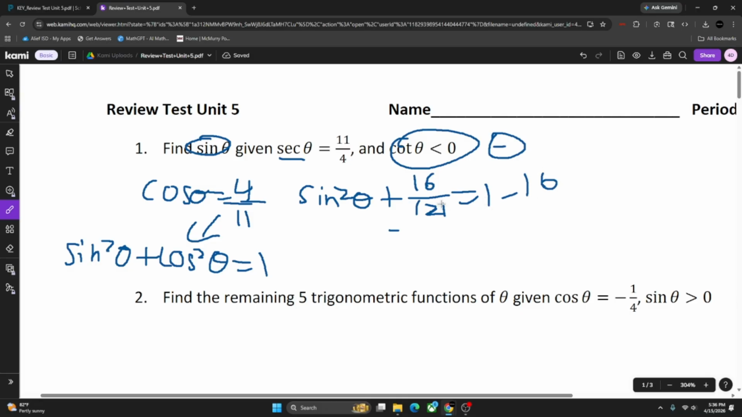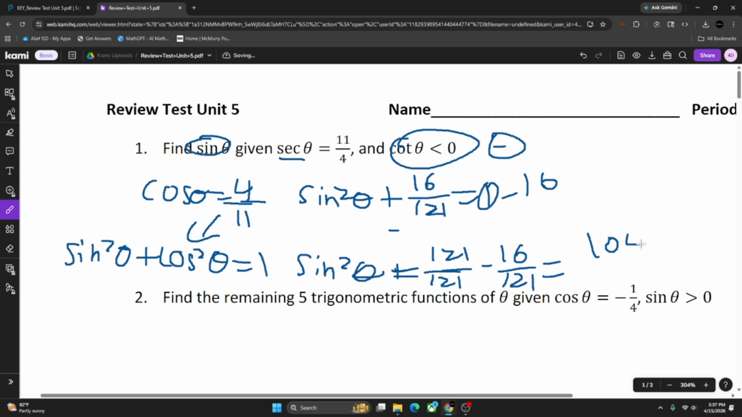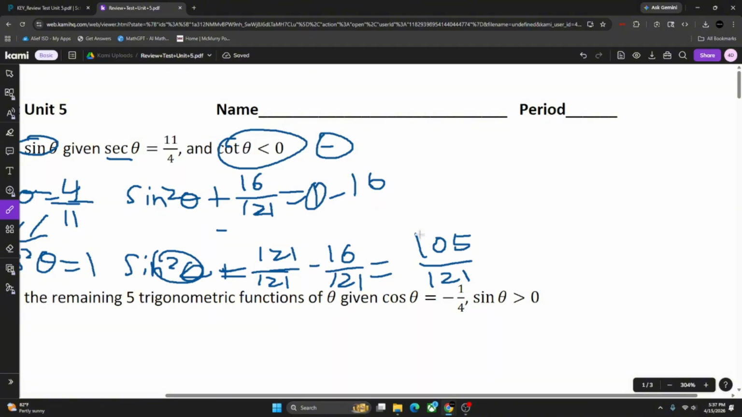So put it right here, and turn this 1 into a fraction. Sine squared equals 121 over 121 minus 16 over 121, and that equals, do the math, 105 over 121. Then you have to take the square root, and it's plus or minus, but we're looking for the minus. The square root of 121 is 11, so the answer is negative square root of 105 over 11.